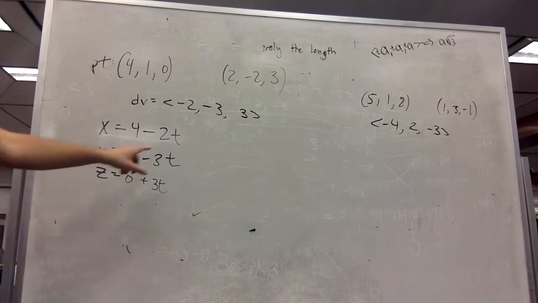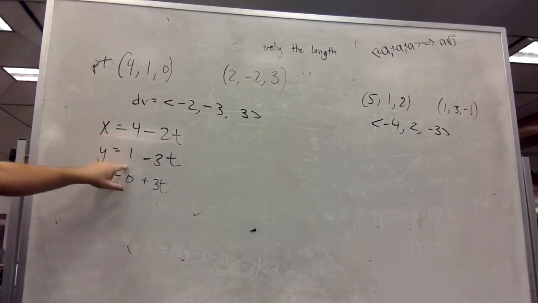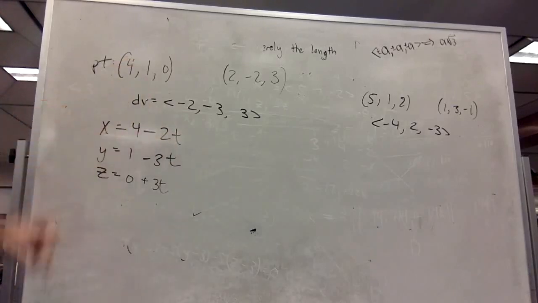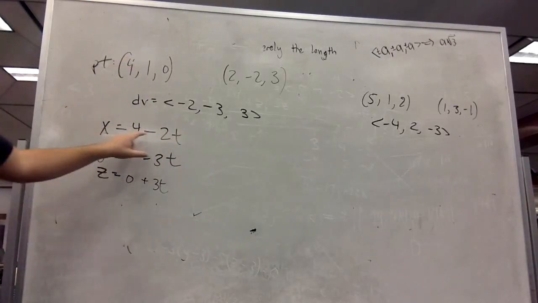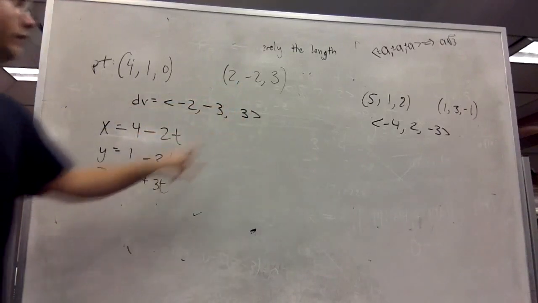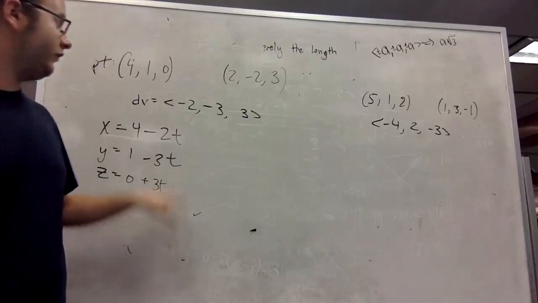What happens when I plug in 0 for t? What do I get? For all 3, x equals 4, y equals 1, z equals 0. I get 4, 1, 0, right? Basically, if I let t equal 0, I get that point. When I let t equal 1, I get 4 minus 2 is 2, 1 minus 3 is negative 2, 0 plus 3 is 3. So by letting t equal 0, I get the initial point. By letting t equal 1, I get the terminal point.